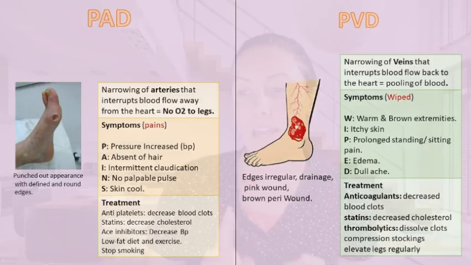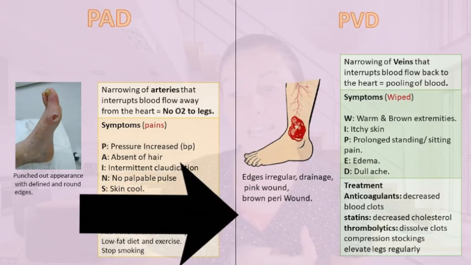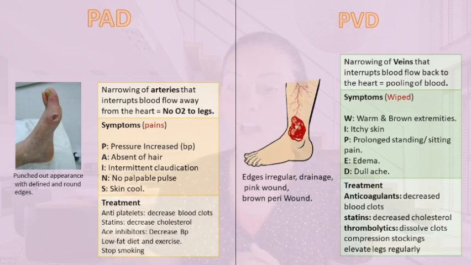So people with careers where they're standing all day or have to sit in a chair all day, you'll see edema, and they may have a dull ache in their legs. Now, what are the treatments for peripheral vascular disease? Anticoagulants, once again, to decrease blood clots. Statins to decrease cholesterol. Thrombolytics to dissolve clots. Compression stockings, and to elevate the legs regularly.